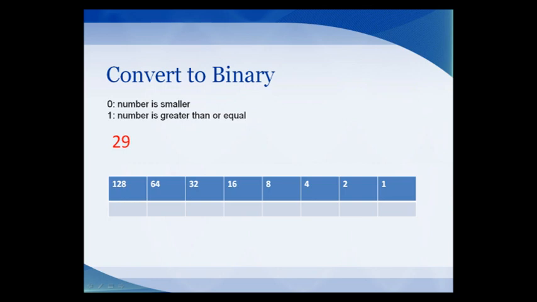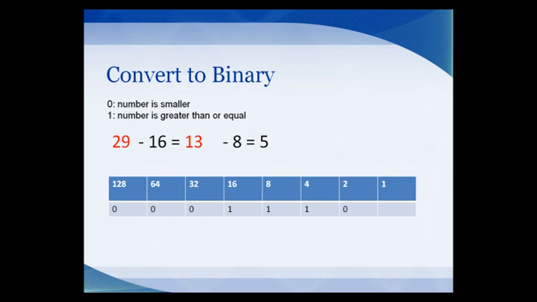So 29 is less than 128, and 64, and 32. Zeros, all of them. 29 is larger than 16, so we're going to put a 1 and subtract out the 16. We're left with 13. Okay, so 13 is the number we're comparing from here on out. 13 is larger than 8, so put a 1 there, and we're going to subtract out the 8, and we're left with 5 as our comparing number. 5 is larger than 4, so we're going to put a 1, and we're left with 1.